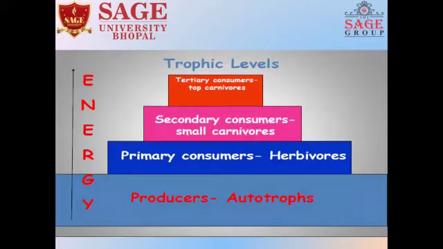We try to explain more about trophic level. First, producers, which are called autotrophs. Second, primary consumers, what we call herbivores. Secondary consumers, small carnivores. Tertiary consumers, top carnivores. These are the different trophic levels. Energy flows from producers to top carnivores.